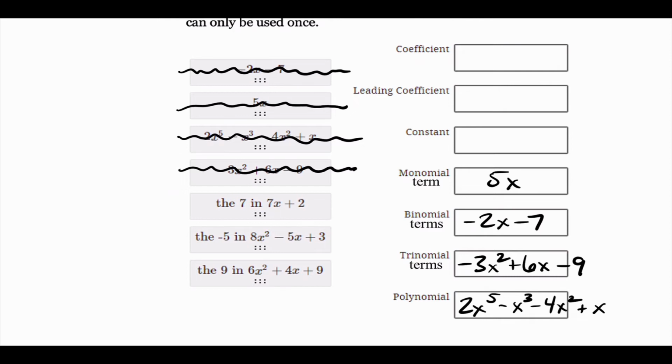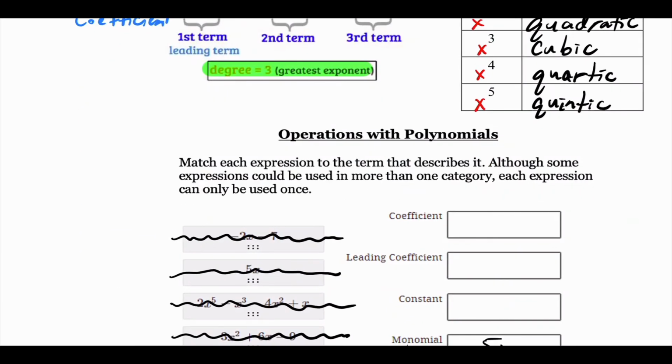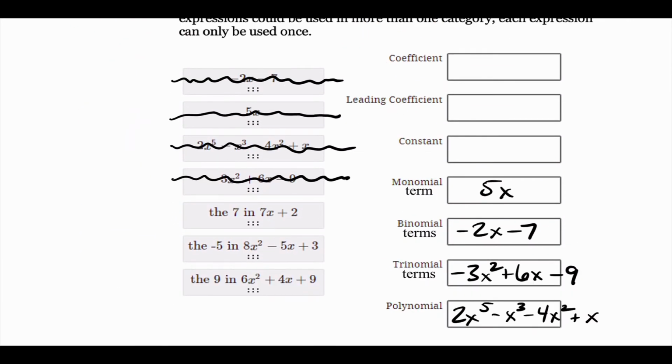The next one only wants you to say the 7. Only the 7 in 7x plus 2. So it doesn't want you to focus on the 2 or the x, just the 7. So what is that 7 called? Even more than that. Leading coefficient, because that one has the power, right? X has the power. X is the highest power. So 7 in 7x plus 2.